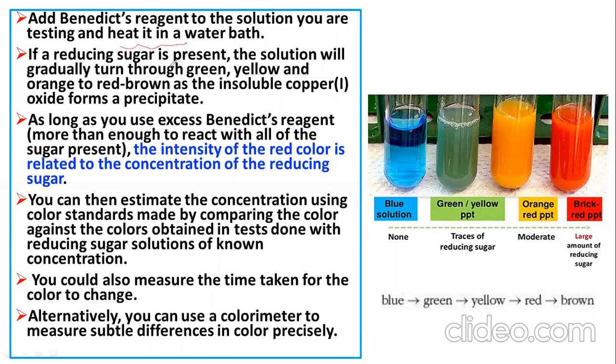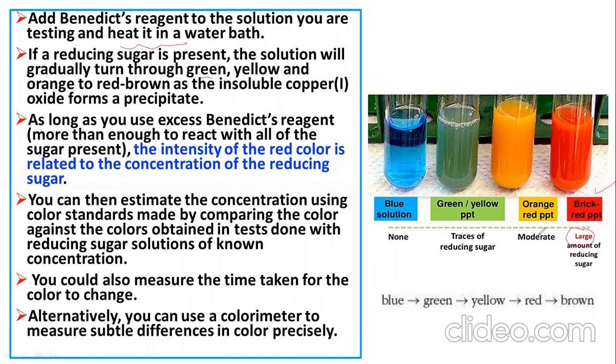If reducing sugar is present, the solution will gradually turn to green, yellow, orange, to red, brown. If the sugar is a large amount, the color will be red. Am I clear? For this reaction, we need heat. That's why we keep it in the water bath.